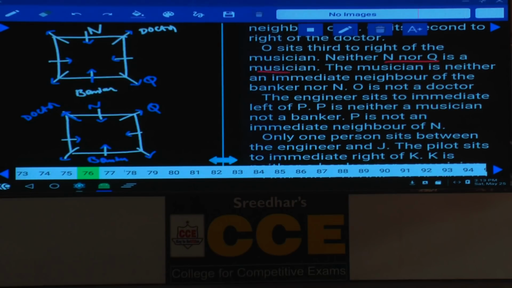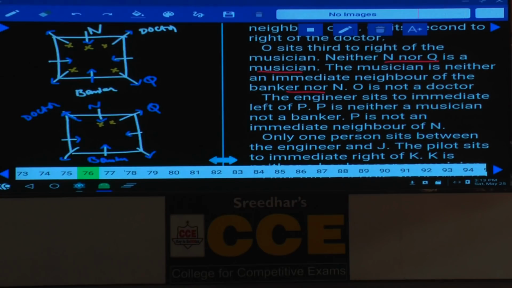Neither N nor Q is a musician. Now let us take the different cases for this musician. These 2 persons cannot be musician here. Now tell me what are the different possibilities for this musician. O sits third to the right of the musician, and the musician is neither an immediate neighbor of the banker nor N. Now the musician cannot be the immediate neighbor of banker nor N.